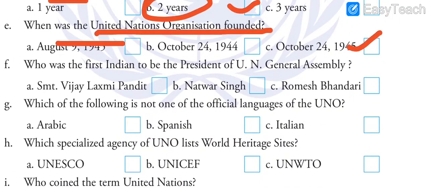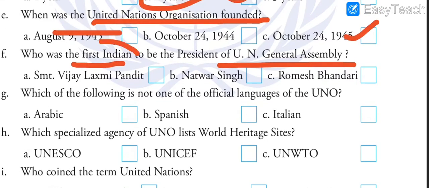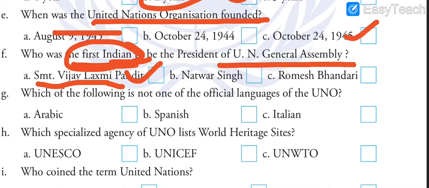Next question we have is, who was the first Indian to be the president of the UN General Assembly? So, the first Indian president, we are not talking about the first president, we are talking about the first Indian who was the president of the UN General Assembly. It was Srimati Vijayalakshmi Pandit, that means A. Srimati Vijayalakshmi Pandit was the first Indian to be the president of the UN General Assembly.